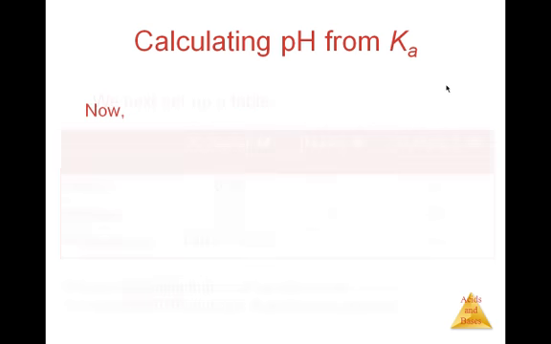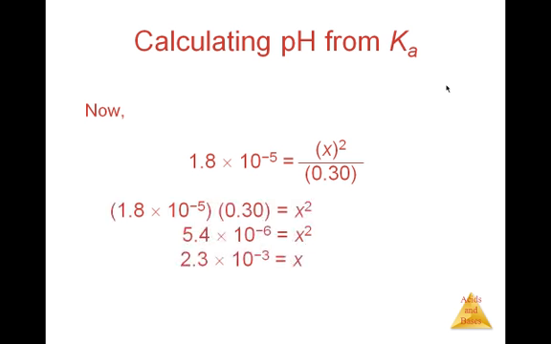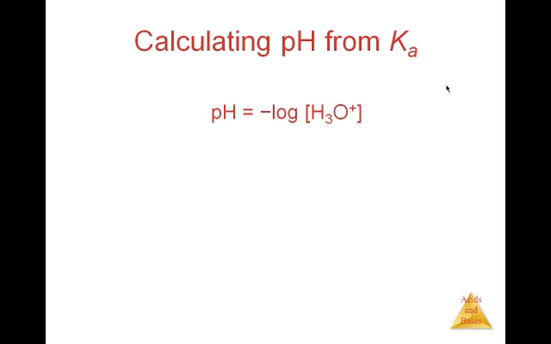It doesn't change. Alright, so now you plug in your Ka, and it's equal to, remember, the products over the reactants, and you plug in the values from your ice table. You solve for X, and then you can figure out the pH of the acetic acid by plugging in the concentration of hydrogen ions in your solution. And pH ends up being 2.64.